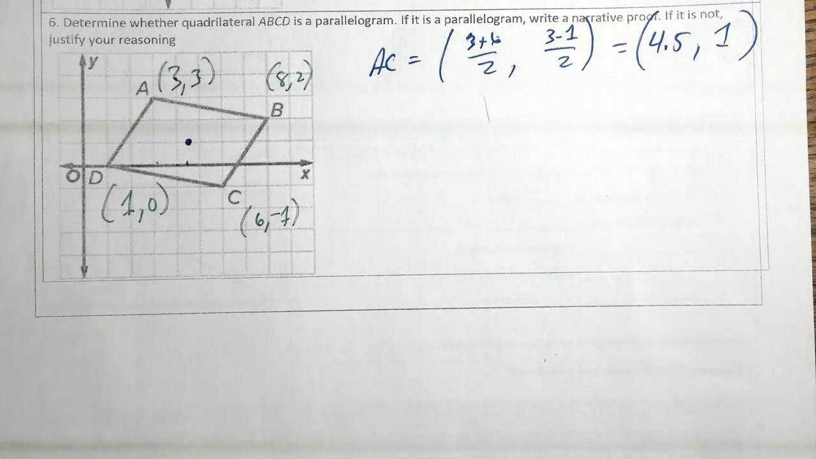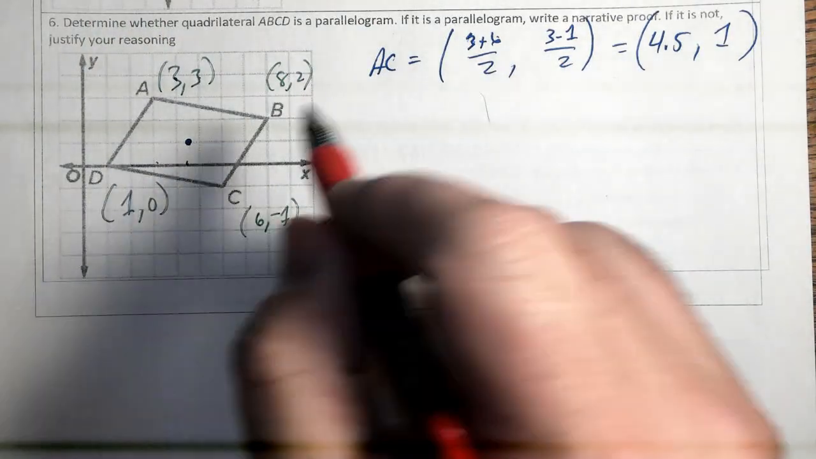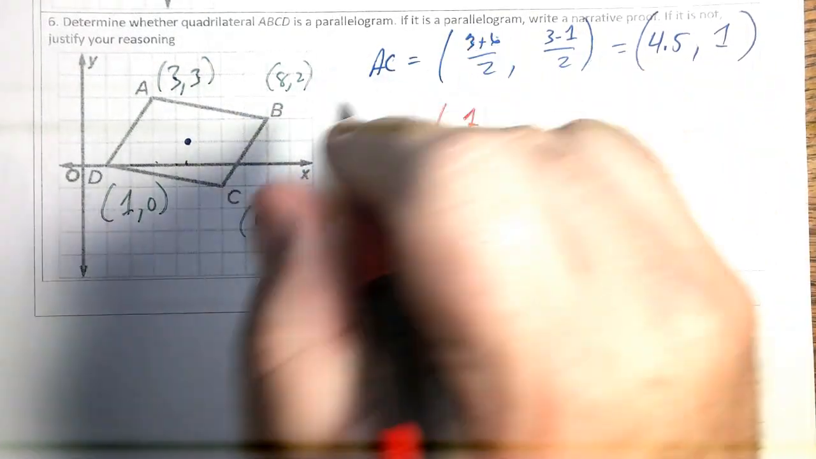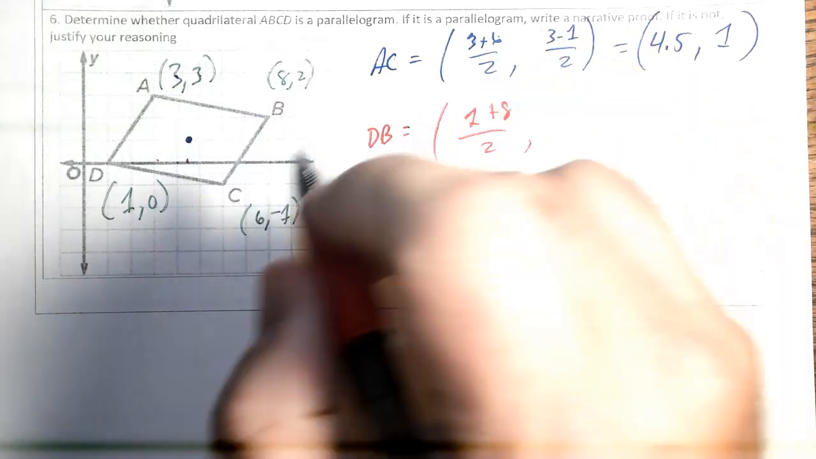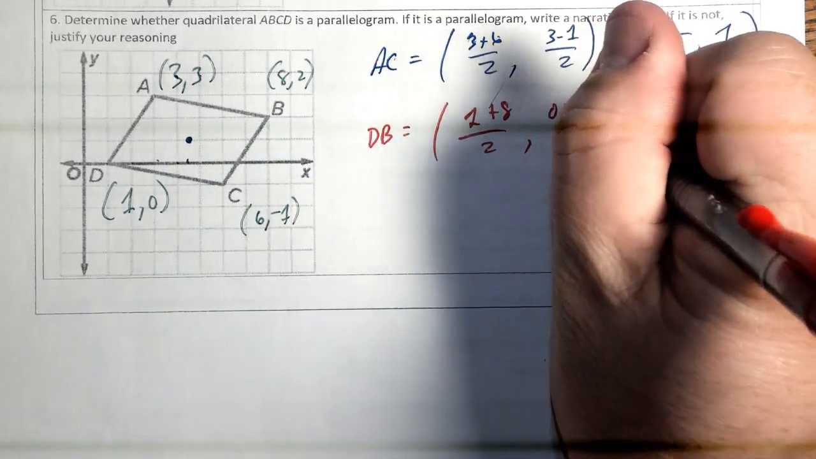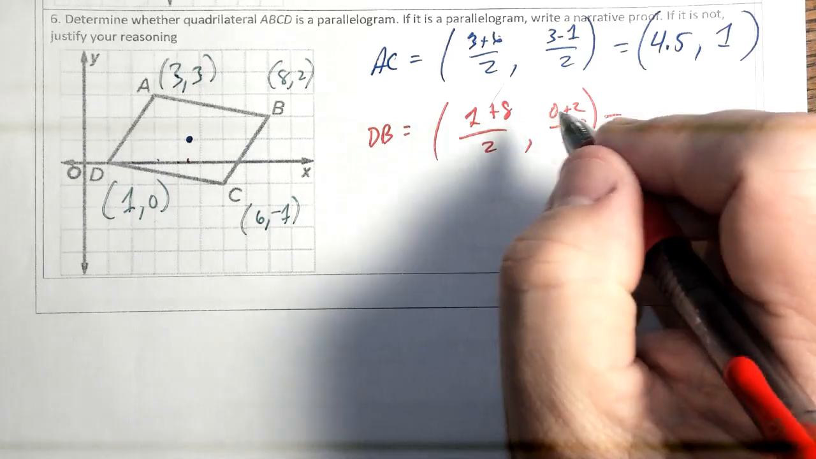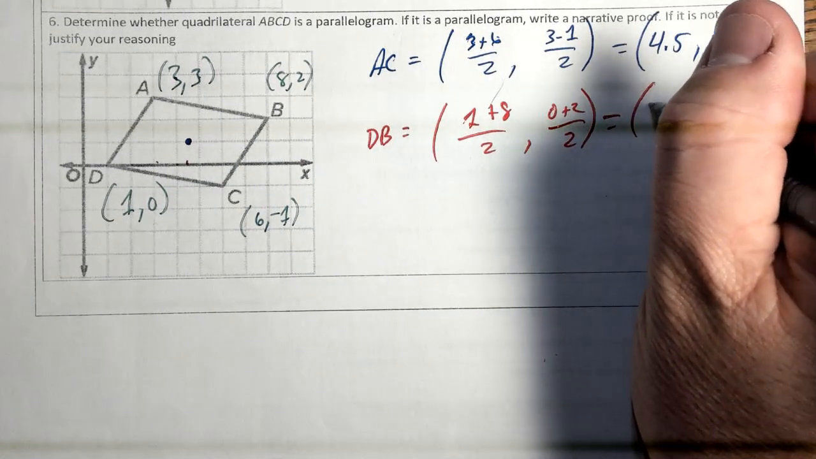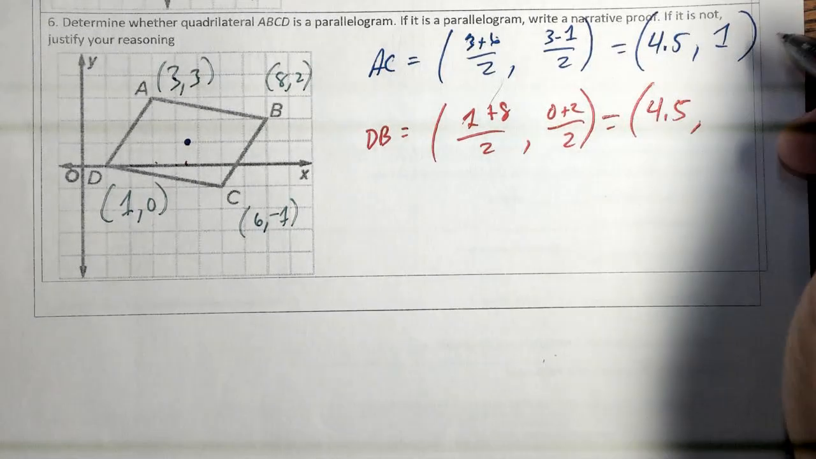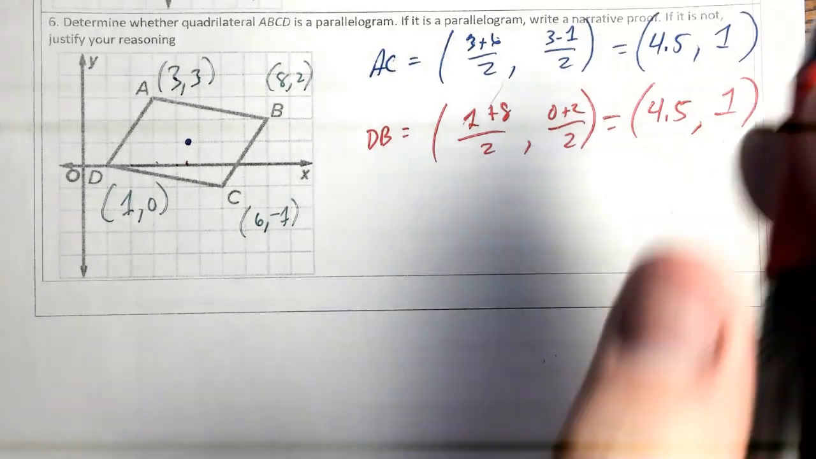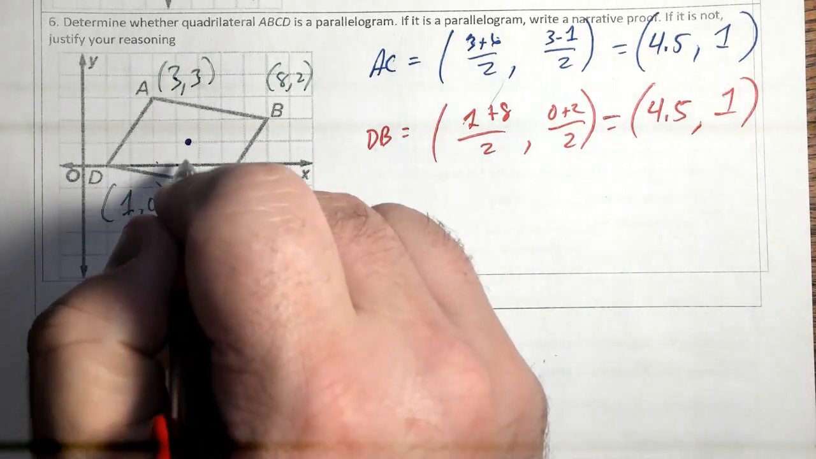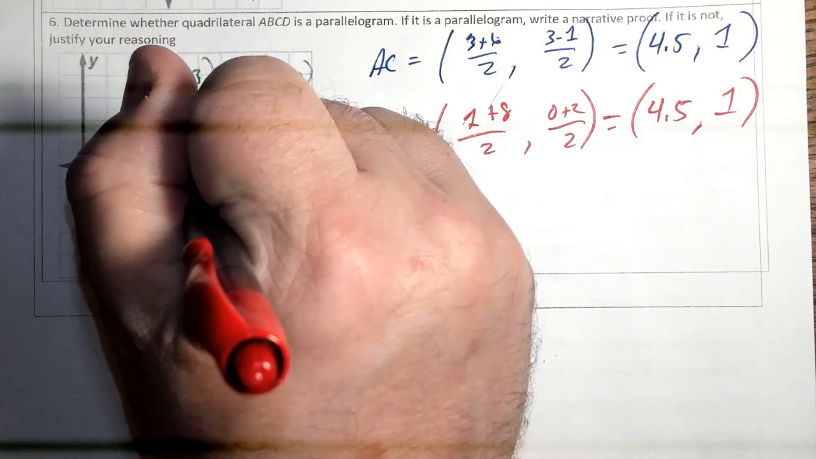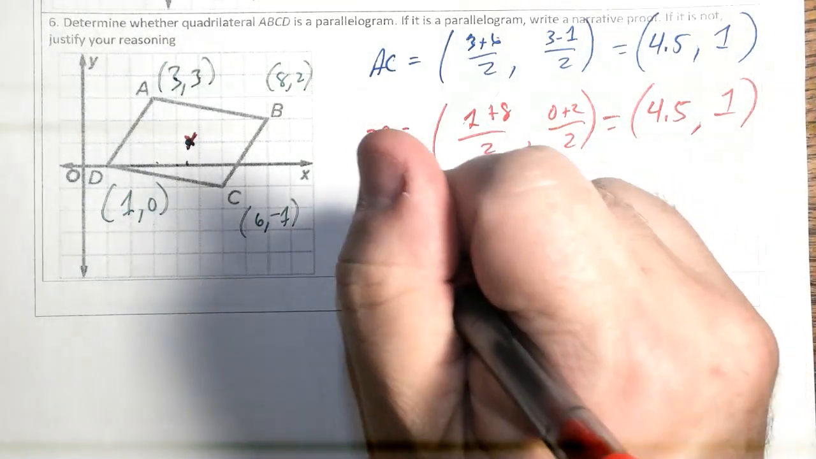Now, BD, or DB, we'll just say DB. X's are 1 and 8, and your y's are 0 and 2. So 8 plus 1 is 9, and 9 over 2 is 9 halves, or 4 and a half. 0 plus 2 is 2, and 2 over 2 is 1. So the midpoint for this is 4 and a half, 1. I'm just going to make it an X so we can see it a little better. Those two line up, so yes.